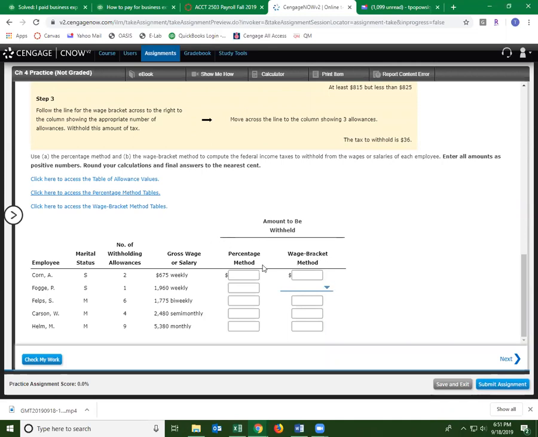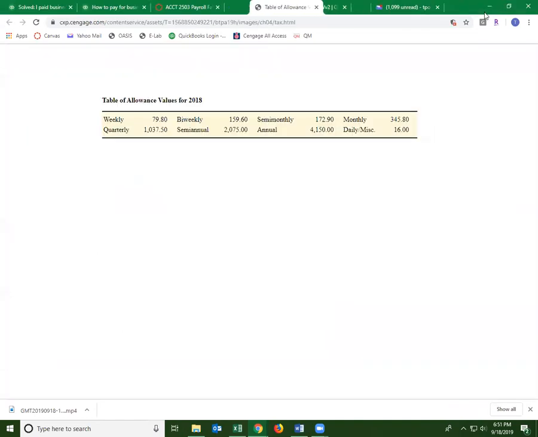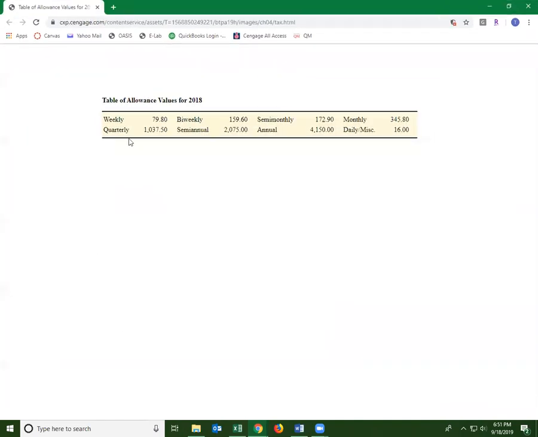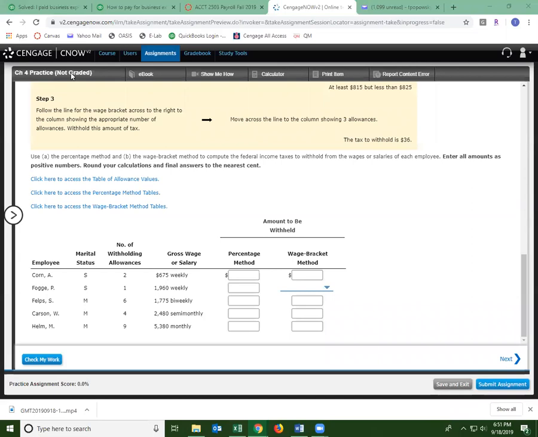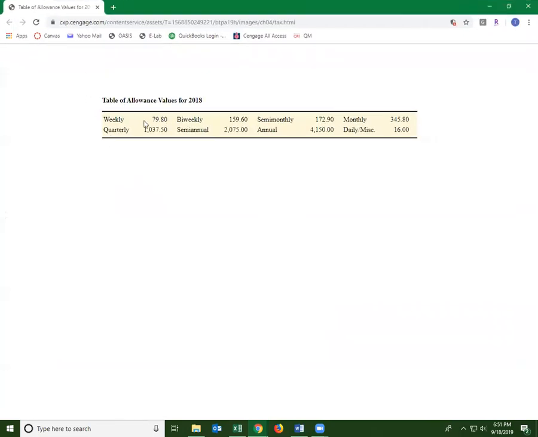But we know using the percentage method, the first step is we have to look up their withholding allowances. So we have a gross pay of $675, but we want to look up how much is going to be taken out for those number of allowances. So just to show you, here is the table of allowances. Again, this is based on 2018 tax data. And again, for this employee, they are weekly with 2 allowances.